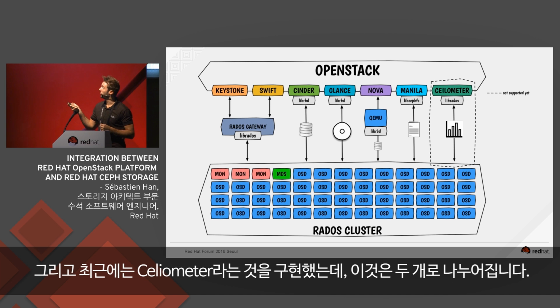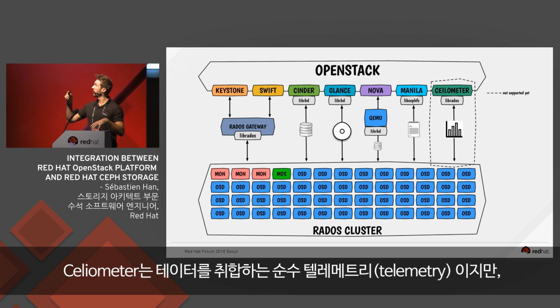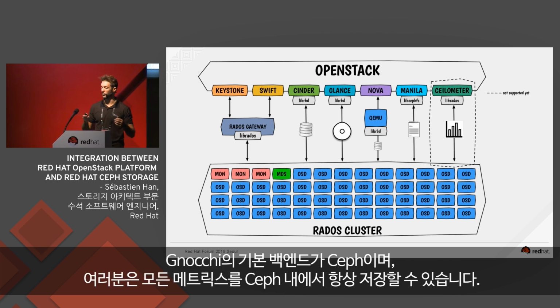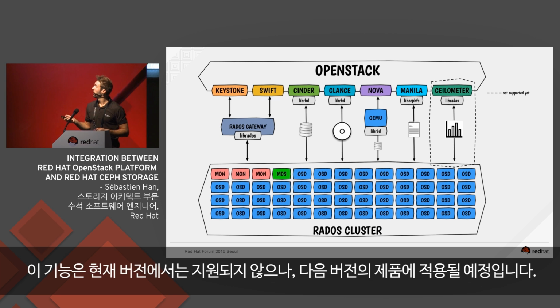And we have Ceilometer more recently. Ceilometer is divided into two. Ceilometer is the pure telemetry service that gathers and collects, but the entity that is responsible for storing metrics is called Gnocchi. And the default backend for Gnocchi is Ceph, so you're storing all of the time series, all of the metrics within Ceph. It's not supported yet, but it will be in the next version of the product.